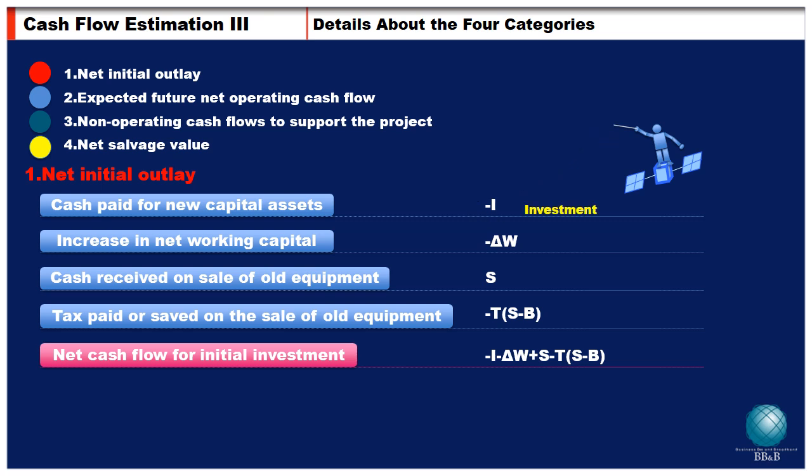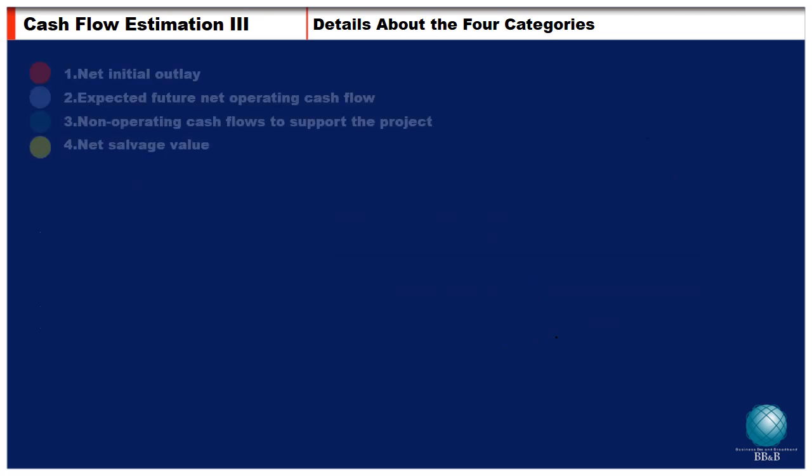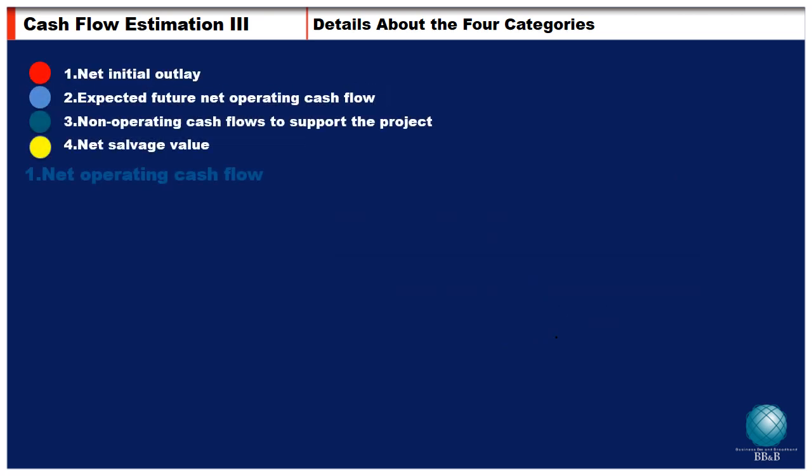Here, I stands for investment, W for working capital, S for sale, T for tax, and B stands for book value. You can easily understand the meaning of the first 3 items. The 4th item, however, is any tax effect of the sale. As the sale price minus the net book value is your profit, your tax rate times your profit is tax due.